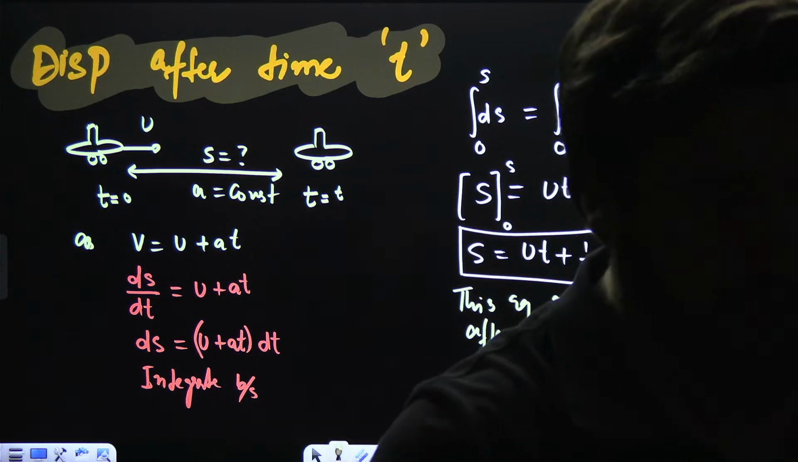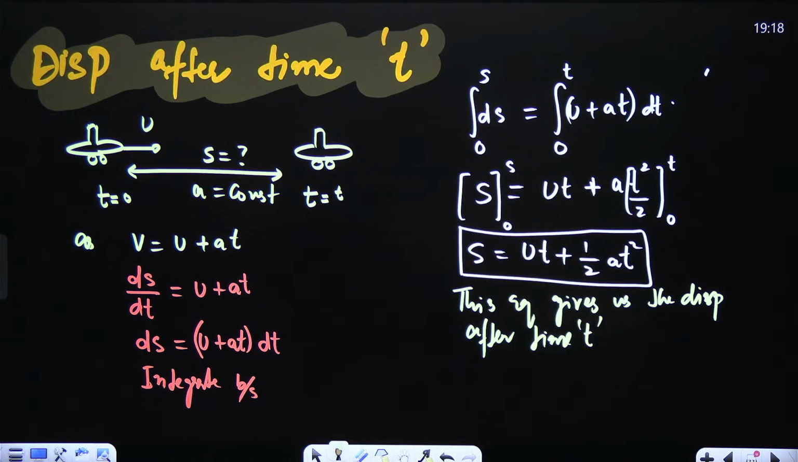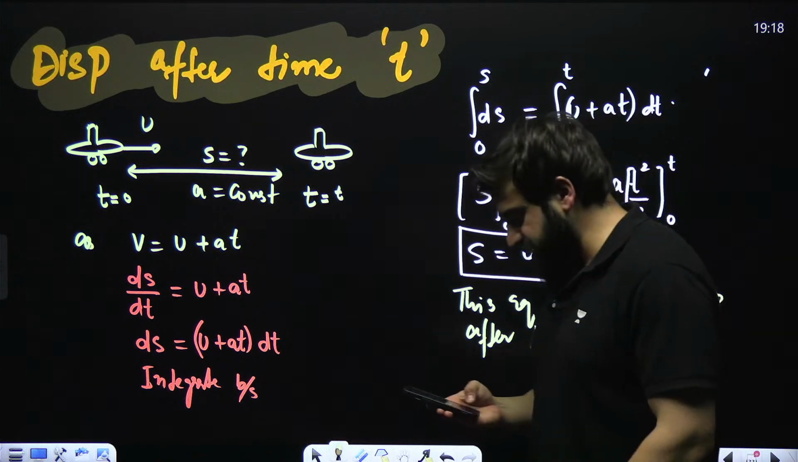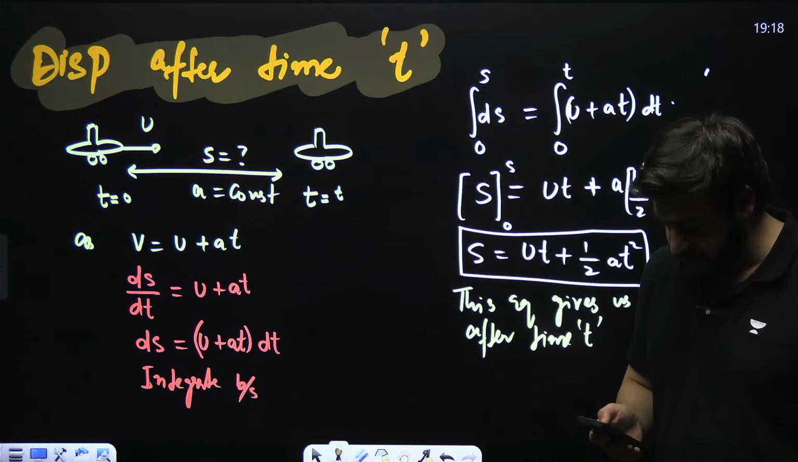Tell me guys in the chats, is this crystalline clear till over here? Is this clear till over here, guys? So this is the second equation of motion.